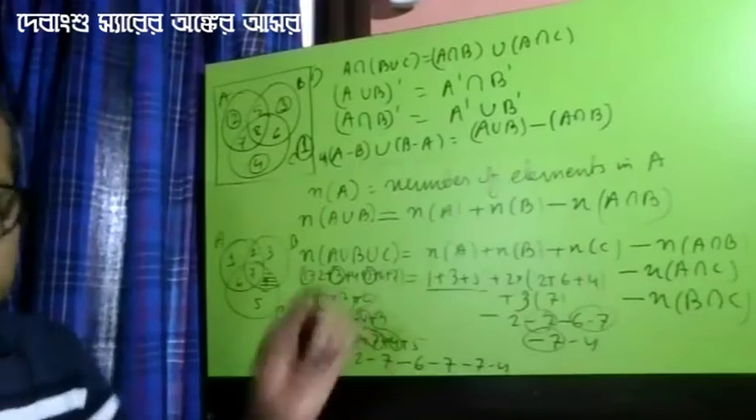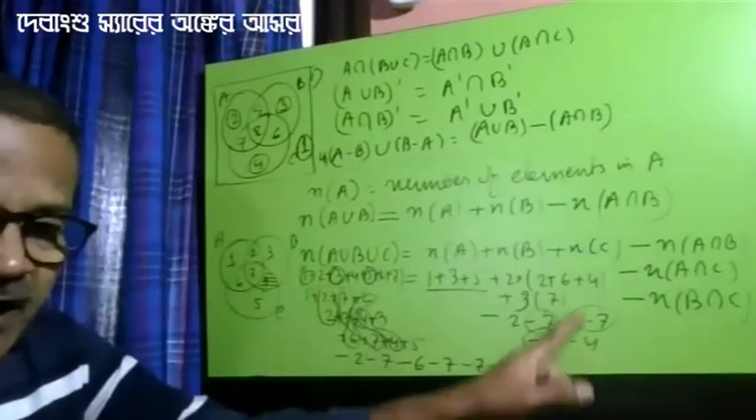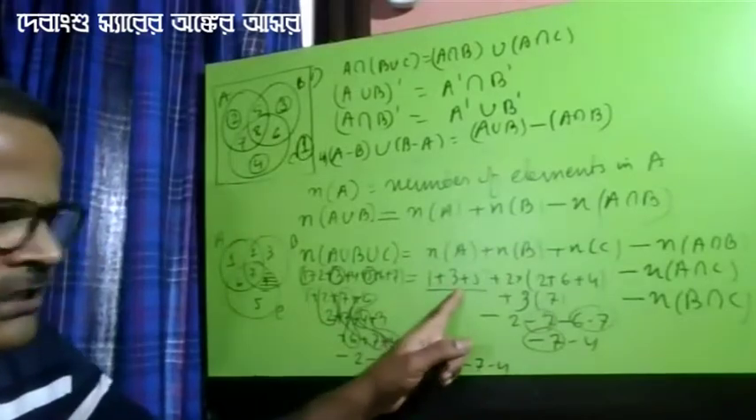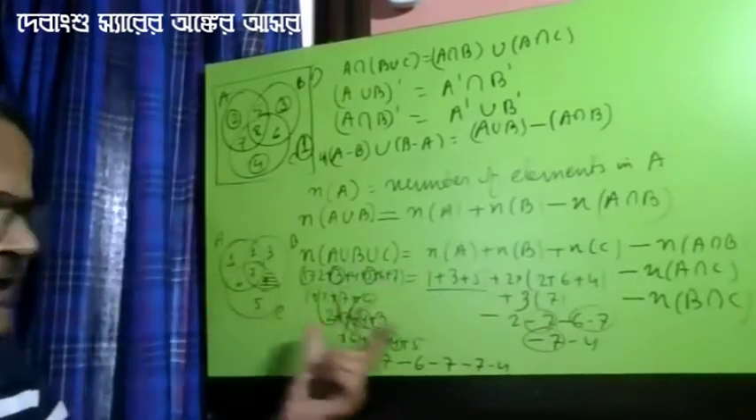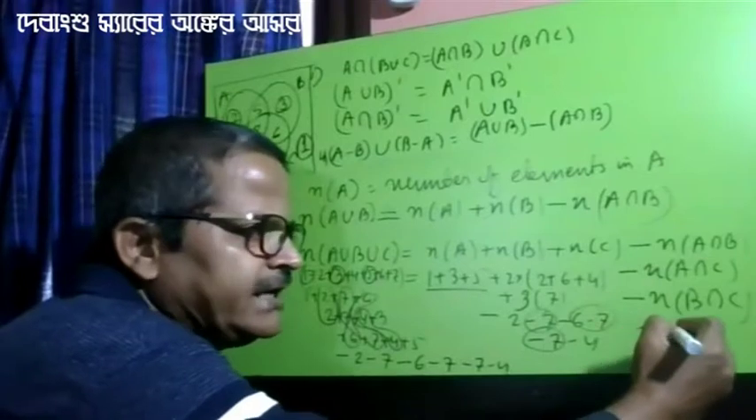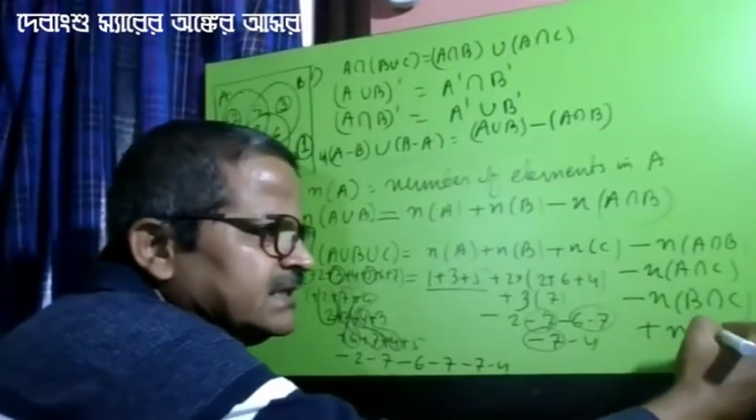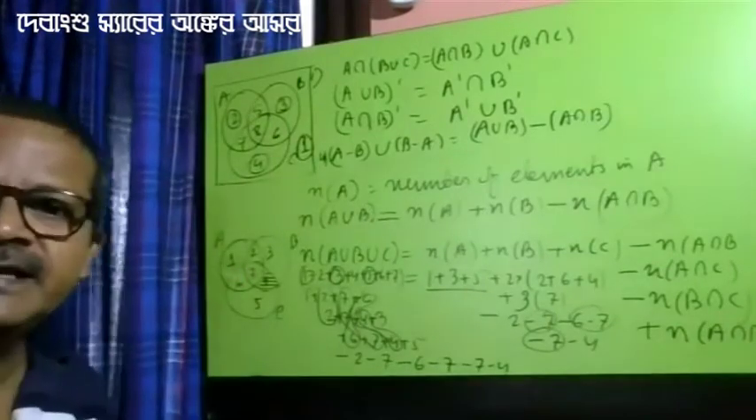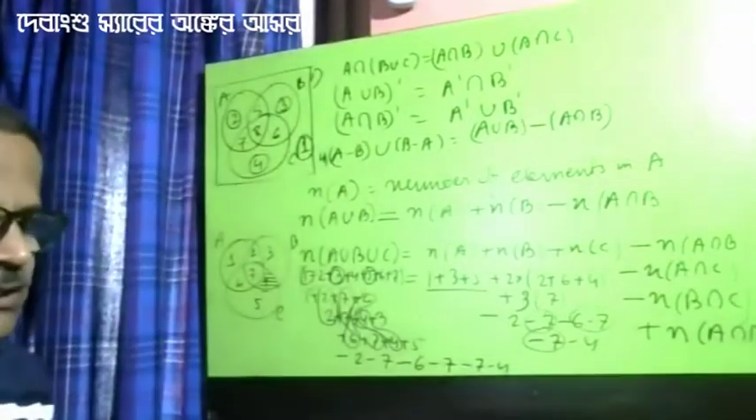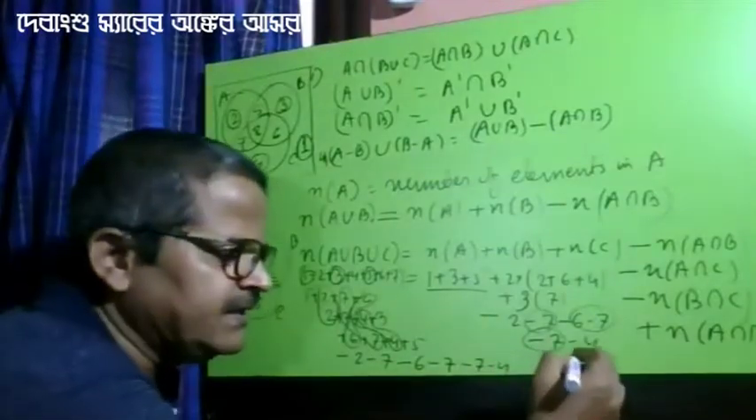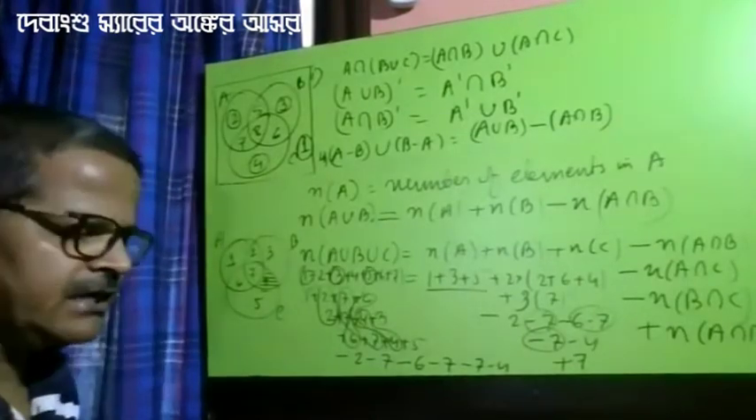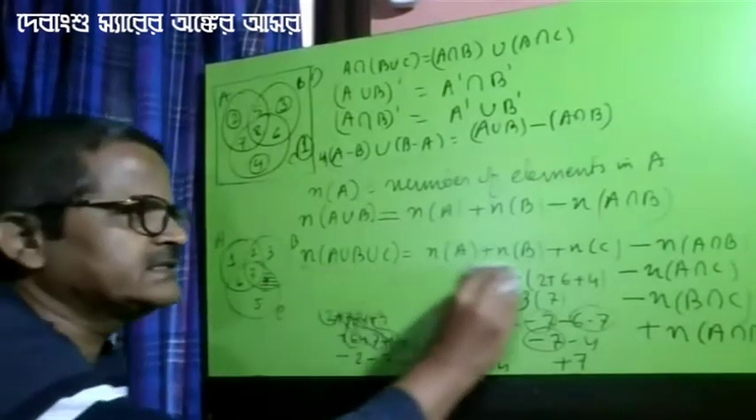So this sum contains 0 times 7, 1 time 4, 1 time 2, 1 time 6, 1 time 1, 1 time 3, 1 time 5. Only 7 is not there. So we have to add 7. 7 is A intersection B intersection C, because 7 is in the intersection of all the 3. That's why plus 7. Now see, these two sums are equal. So both sides are balanced. So we get the formula as this.